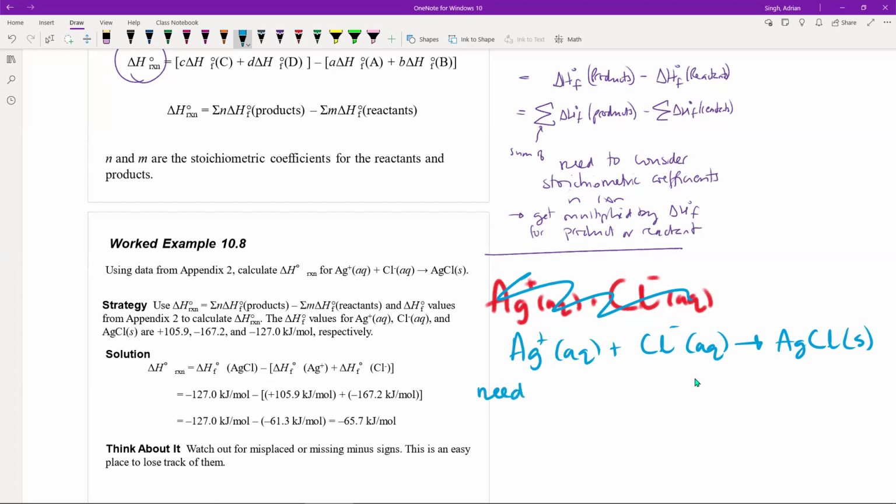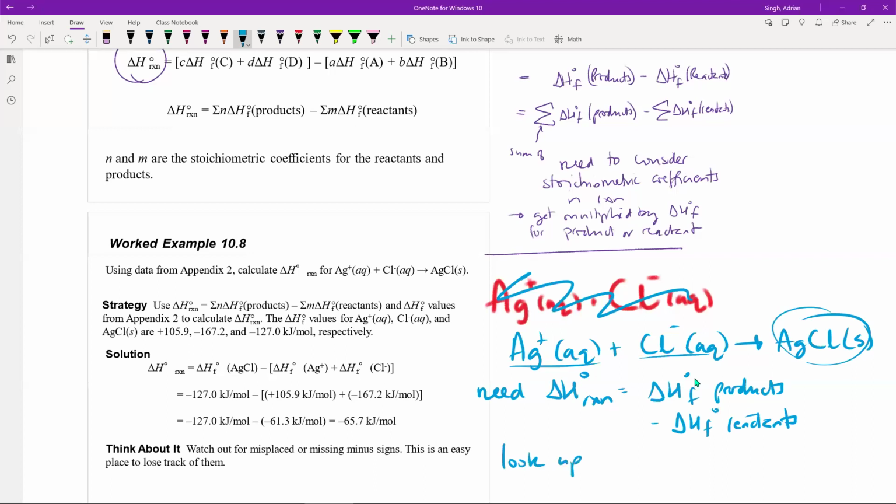All right, so what we need to do then, in order to calculate delta H standard for the reaction, is take the delta H of formation for the products, which in this case is the AgCl, and then subtract the delta H of formation for all of the reactants, which in this case is the Ag plus and the Cl minus. All right, so we need to look up the delta H of formation values from the respective table. And again, you don't need to memorize the values. If you need them, you'll get them. You'll be provided with a list of them, or you can look them up on your own.